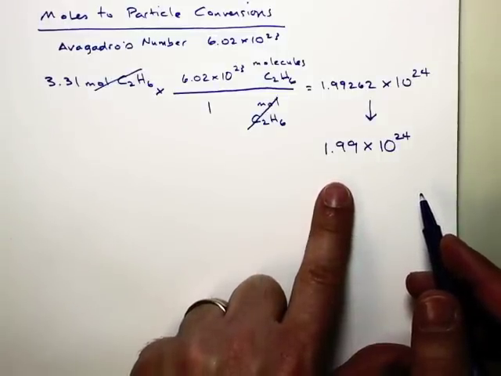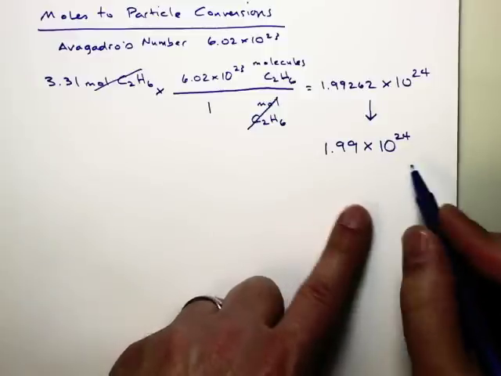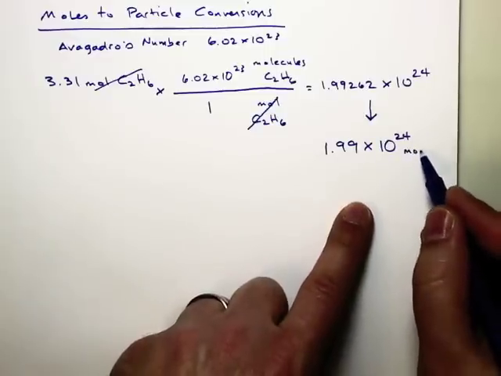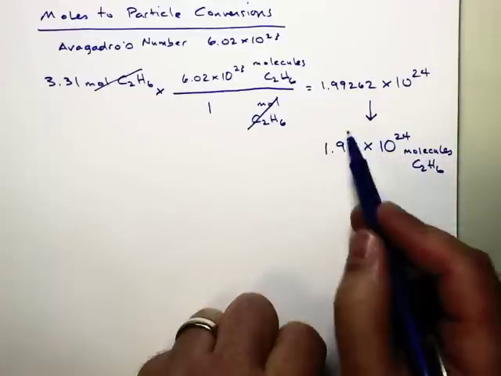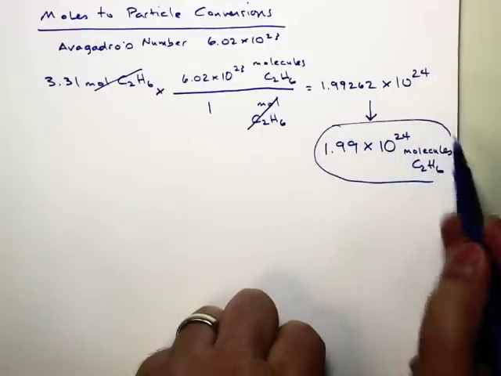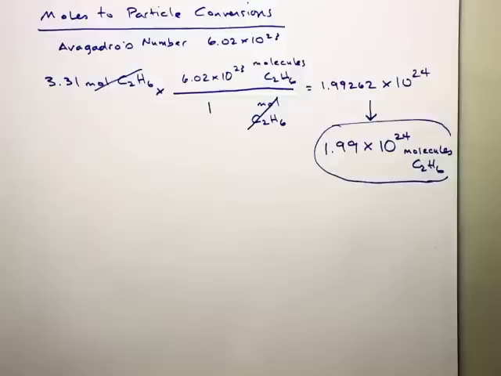Yes? I say no. Why no? Unit. You got to have a unit on the end of these. So the unit is molecules of C2H6. Now you have a good final answer. You can circle it when you're done. Alright, so that was a moles to particle conversion.